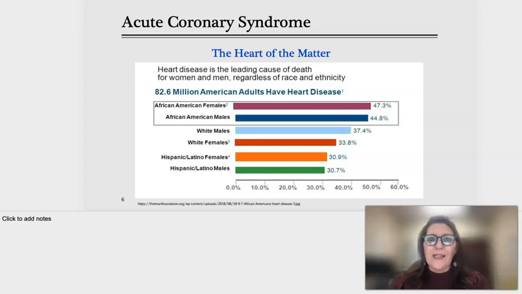Heart disease is the leading cause of death for women and men, regardless of race and ethnicity. So you can see why we need to talk a lot about cardiac and why you, as a wonderful, smart, amazing nurse, need to be well versed in cardiac. Particularly African American males and females have the highest risk when it comes to cardiac.